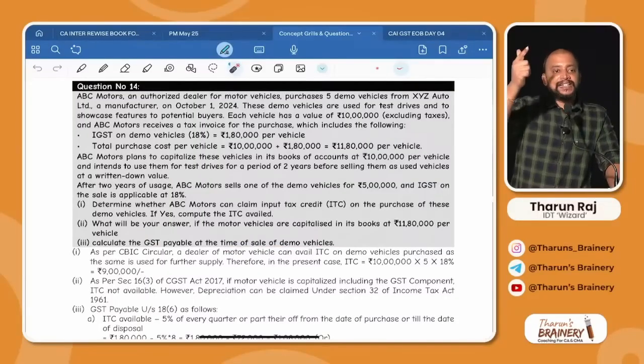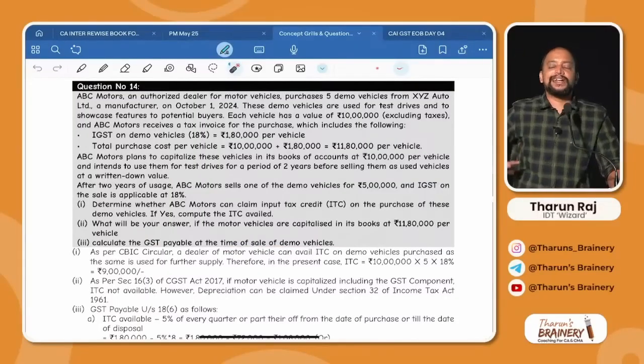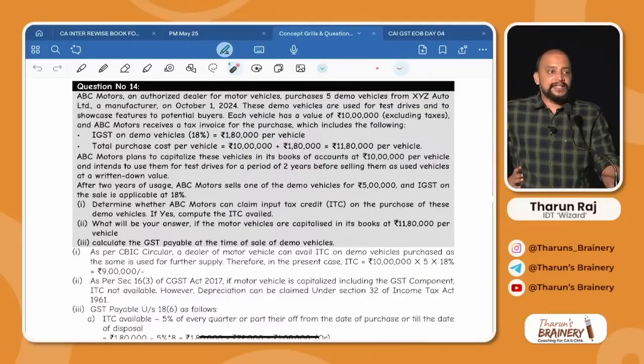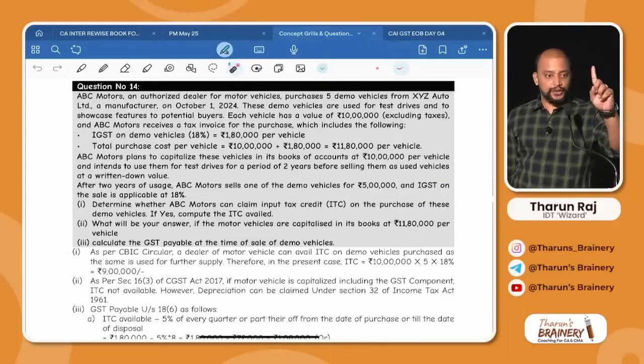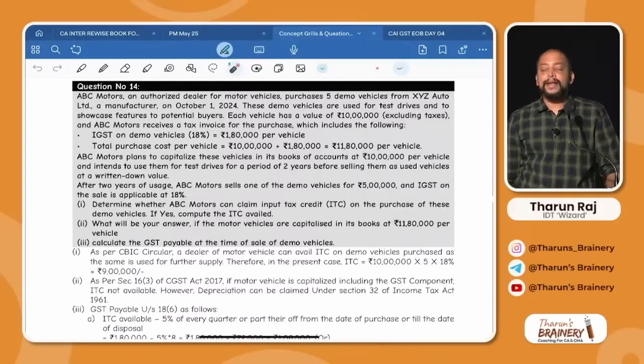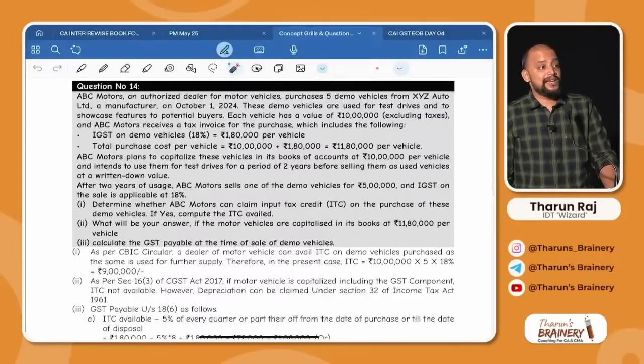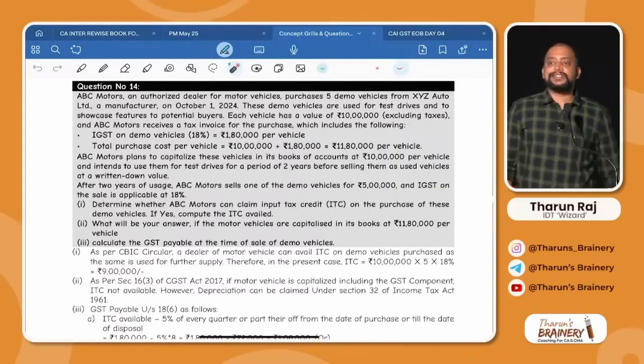As per 18(6), correct? 18(6). Just now we discussed 18(6). What is that 18(6)? A. ITC availed. See the ITC availed. How much is the ITC availed? 1,80,000. One car is only sold. 1,80,000 minus 5% for every quarter or part thereof. From when to when? From the date of purchase till the date of sale.